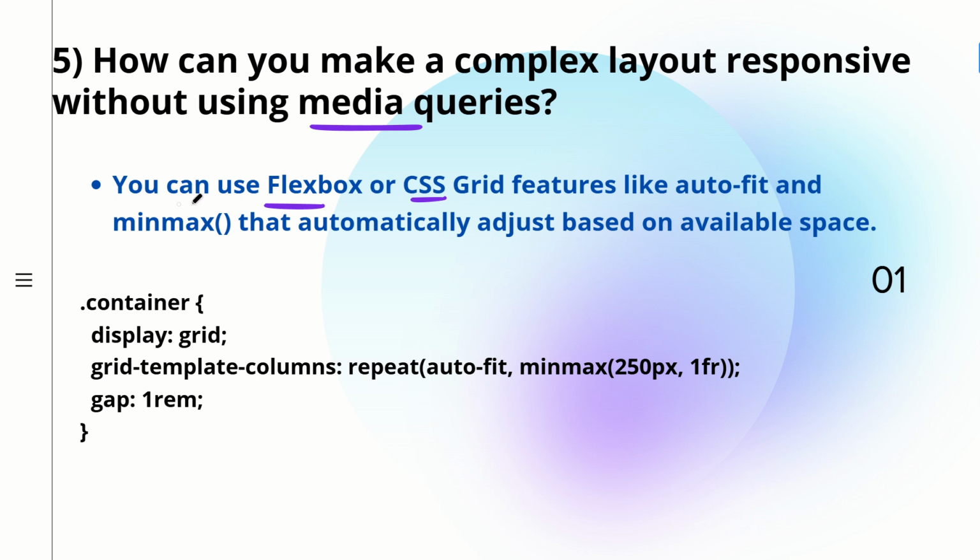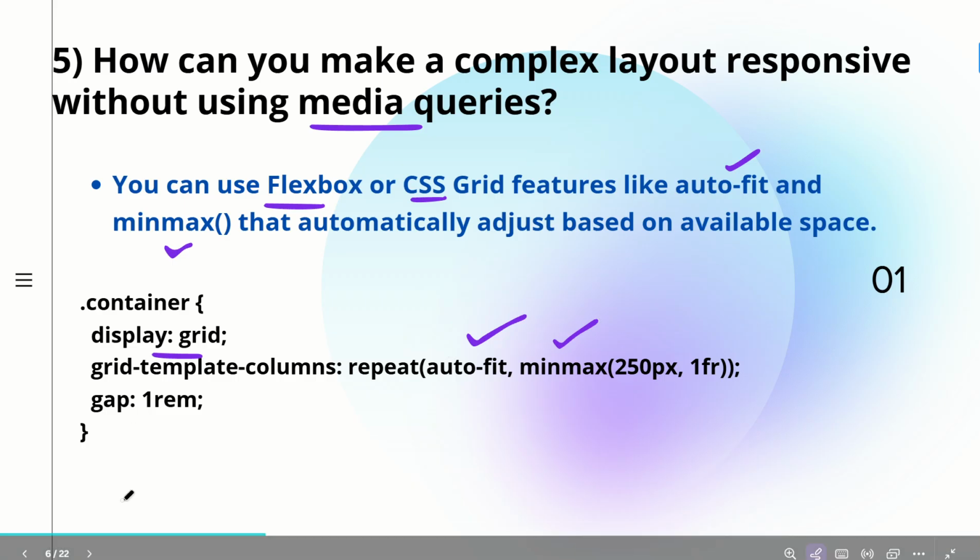So we can read here, you can make use of flexbox or the CSS grid features like auto-fit and minmax, that automatically adjust based upon the available space. So whatever the available space is, your elements' positioning and distribution will adjust accordingly. For example, you can see here we have display grid, and in grid-template-columns we have made use of auto-fit. Also minmax is one of the ways the positioning or the available space is adjusted automatically. And this is the gap between two or three different columns.